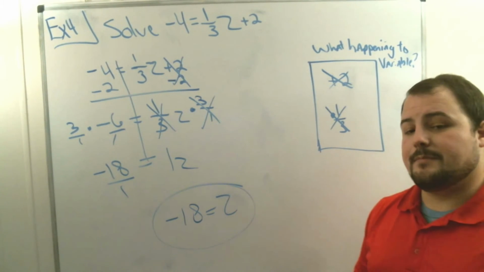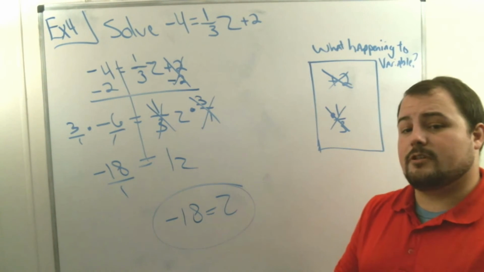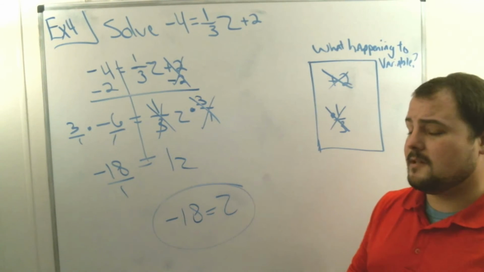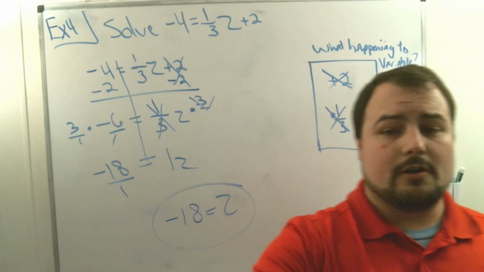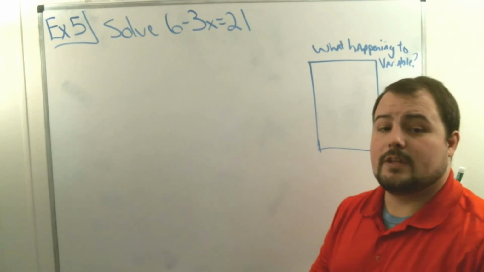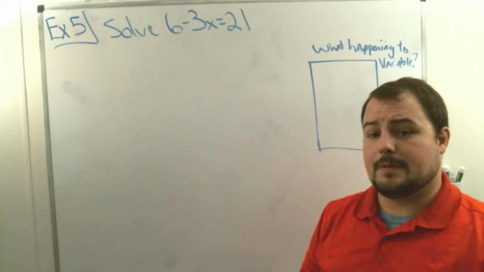That's my answer to this problem, and that's pretty much all that this stuff really is. A two-step equation, you want to get rid of addition or subtraction first, typically, and then multiplication or division second, typically. Let's keep going. In example 5, what we're going to be doing is we're solving the equation 6 minus 3 times the number equals 21.